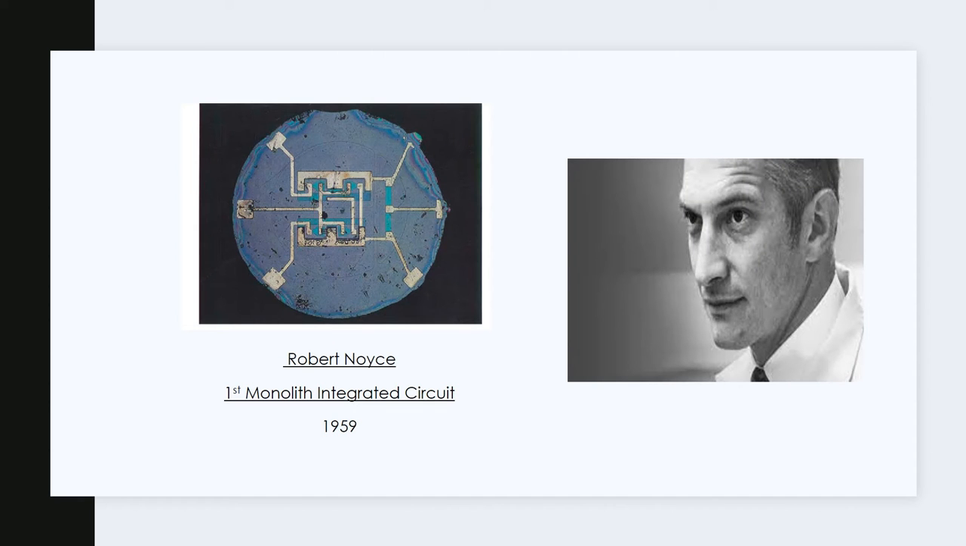In 1959, Robert Noyce patented the first monolithic integrated circuit, which combined multiple transistors in a single silicon chip. These early chips didn't have many transistors, but they enabled much smaller and much more complex circuit design.